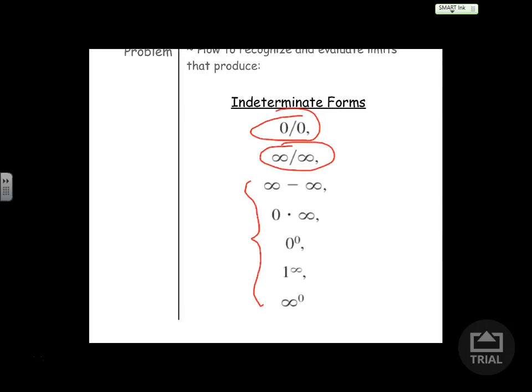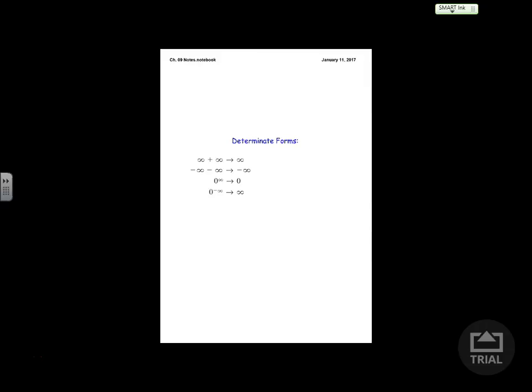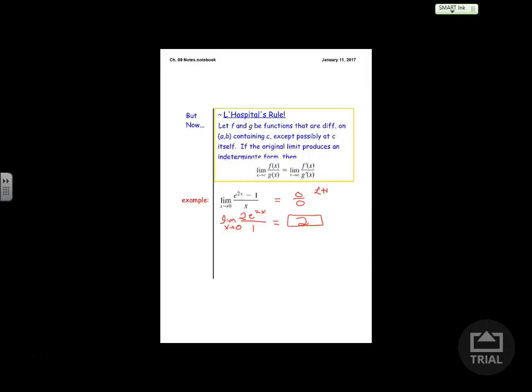We did an easy one yesterday with e to the 2x minus 1 all over x, the limit as x approaches 0. We plugged in, we were able to solve. This one we didn't finish. How would we finish though?